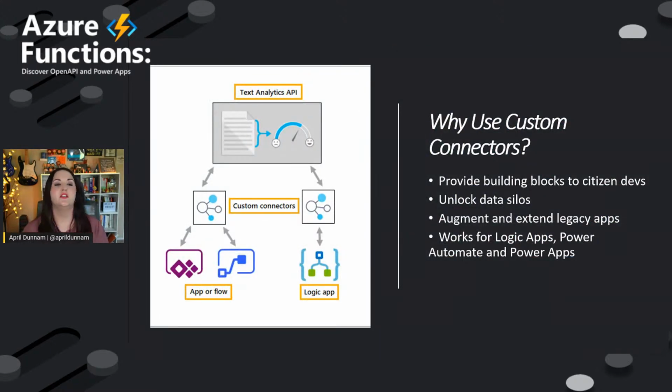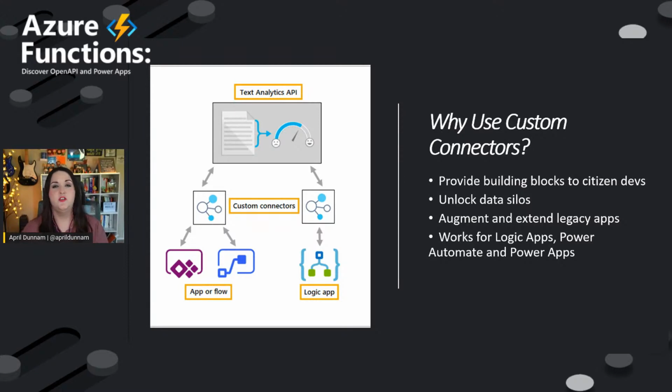So why use these custom connectors? Well, many reasons. It provides the building block for citizen developers to be able to consume that data. It unlocks data silos. You can use it to augment and extend legacy applications. So if there's something that you need to add to a legacy app that's just going to take too much time, or it's been in the backlog forever and you don't have time for it, you can expose your API via a custom connector to the Power Platform and create a simple Canvas application to handle that piece of the functionality. And again, this works with Logic Apps, Power Automate, and Power Apps.